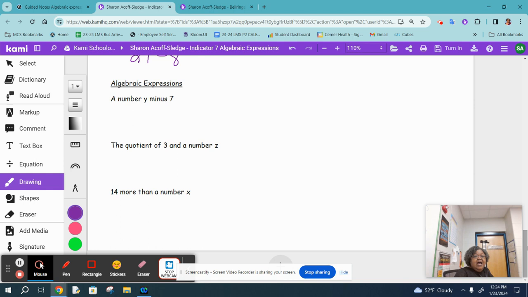Now, a number y minus 7. Well, we know minus is just that. Okay? The quotient of 3 and a number z. What operation is quotient? Division. So I can do 3 divided by z, but I prefer this one. Because as we get into algebraic equations, that's how it's going to look.